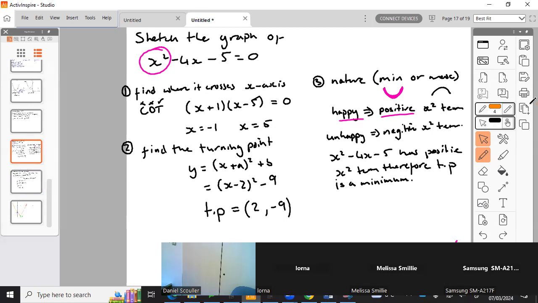Right, anyone want me to cover anything else of that? Believe it or not, most questions spin off that type of thing. So they'll ask you maybe the coordinate of the turning point, or they'll definitely ask you a factorization question. We'll look at past paper questions together, don't worry.